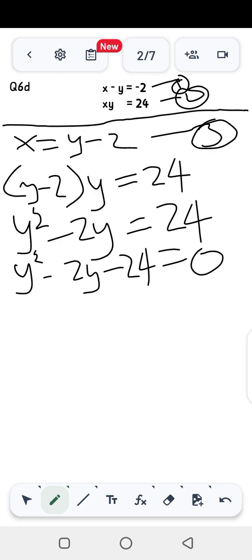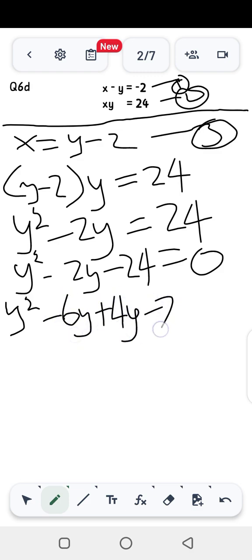We need two factors of minus 24 that, when you add, you get minus 2, and when you multiply, you get back minus 24. Let's check this. I think that would be negative 6 and positive 4. Negative 6 and positive 4. So I'll have y squared minus 6y plus 4y minus 24 equal to 0.